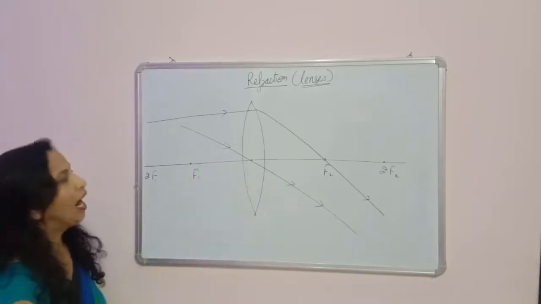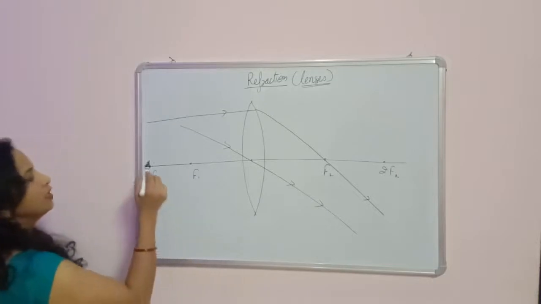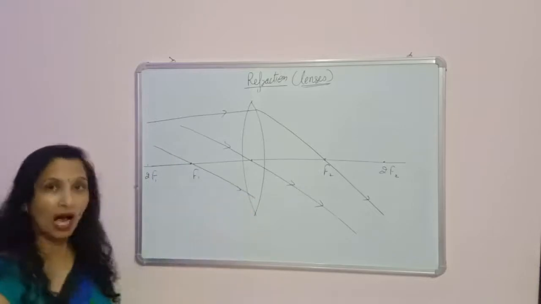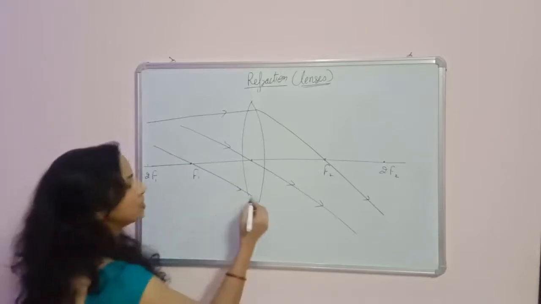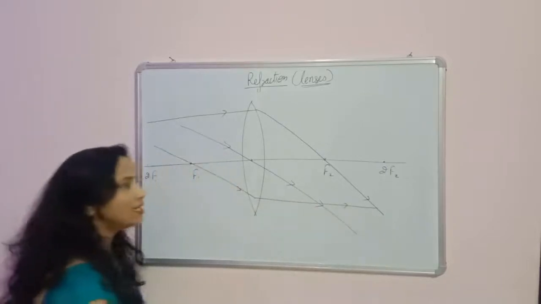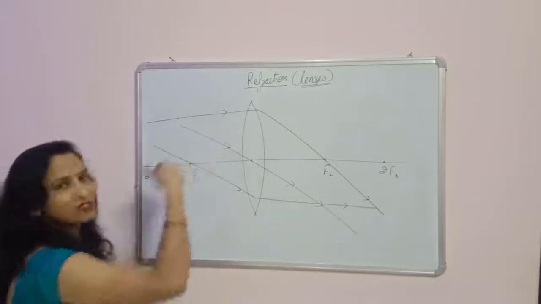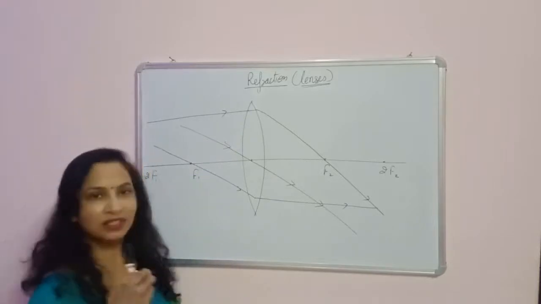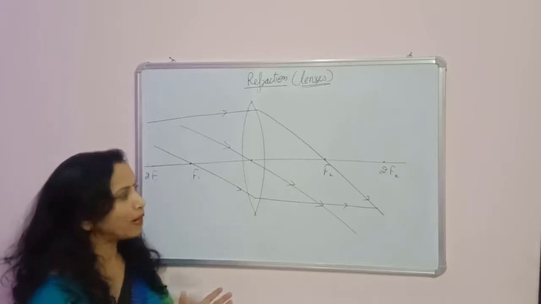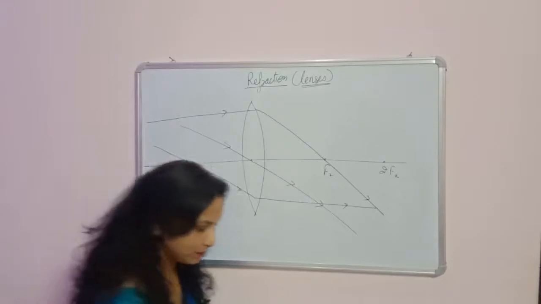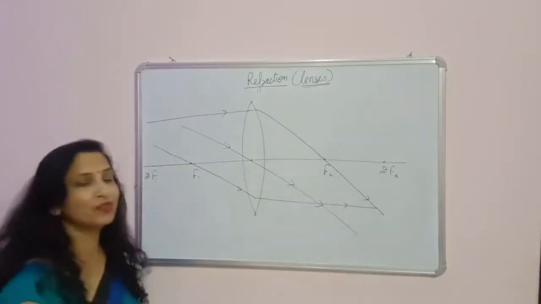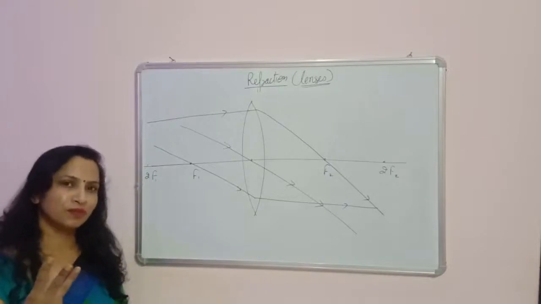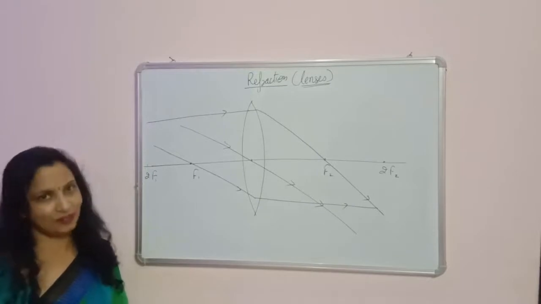This is the second rule. And the third one is, the ray which is coming from the principal focus, after refraction from the lens, passes parallel to the principal axis. This third rule is opposite to the first one. The light ray which is coming from the principal focus after refraction will pass parallel to the principal axis. This is rule number 3. So these are the 3 rules for image formation. We should know these 3 rules for obtaining the image by using the convex lens.